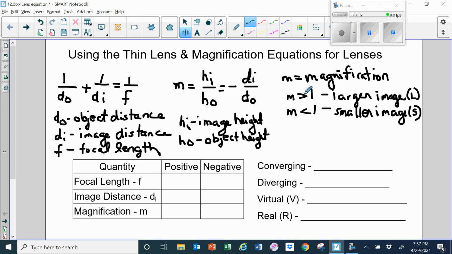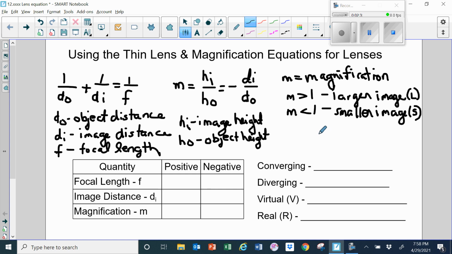If m is greater than 1, the magnification is greater than 1, then we have a larger image, and in that case I call that L, large L. If m is less than 1, then we have a smaller image, and that would be an S. So there are some rules we can use to decide on the sign conventions that we use to determine where the image is located, and whether or not the image is virtual or real. Let me talk about that for a few minutes.